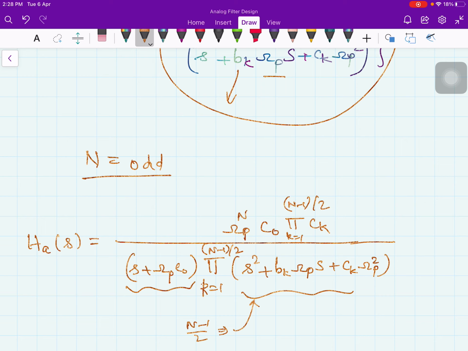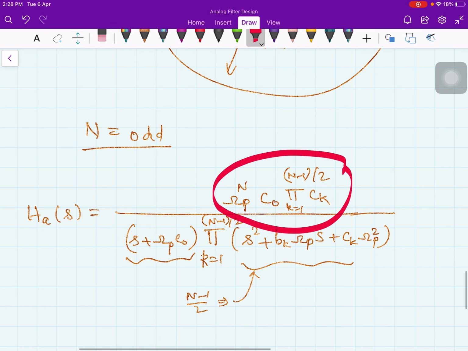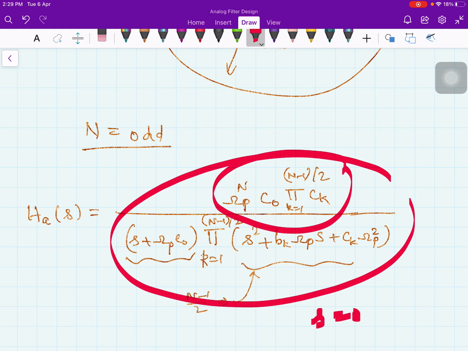Why do I need these factors in the numerator? What is the reason? If you look at this omega p to the n, that comes from the denominator. When s equal to 0, that is at DC, I wanted to make sure that the magnitude is 1. Therefore we have brought all the denominator constants into the numerator. So the DC value of this transfer function would be equal to 1.